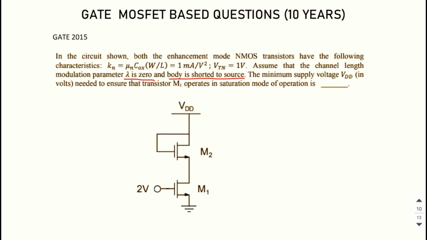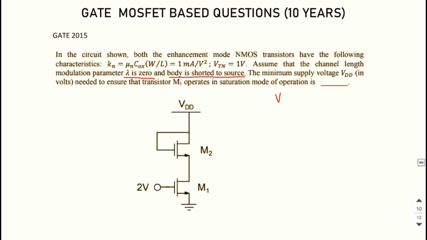Okay, so this is a numerical based question. There are no choices and you have to give an answer. So the question says that you need to find out what should be the value of VDD in order to keep M1 in saturation.